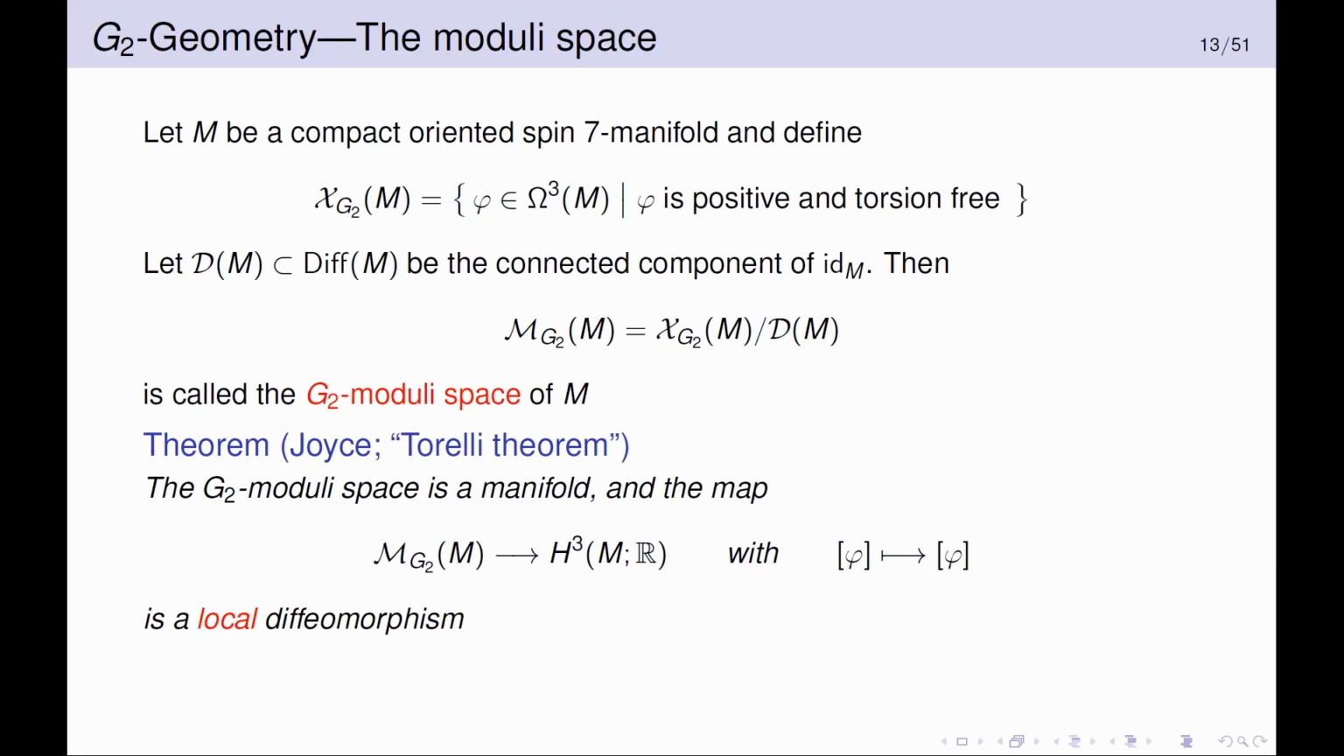The only thing we know is this theorem by Joyce. Well, I think Torelli theorem is maybe a bit too great a name for the result. It says that the G2 moduli space is a manifold, and the map which sends the class of a positive and torsion-free 3-form in the moduli space to its class in the third cohomology is a local diffeomorphism. I have written this on purpose like it looks like the identity, but of course it's not, because the equivalence relations on both sides are totally different. But still, this is how to memorize the theorem.